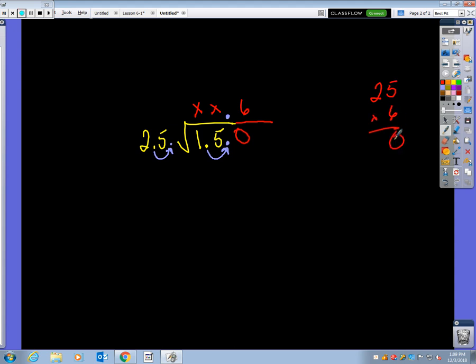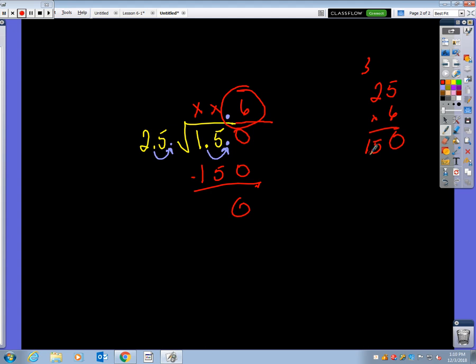25 times 6. There we go. 6 times 5 is 30. Carry my 3. 6 times 2 is 12. Plus 3 is 15. That gives me my 150. That's much better. And I subtract, 150 minus 150, I get 0. So my answer is 0.6. That decimal point I have to keep in my answer.